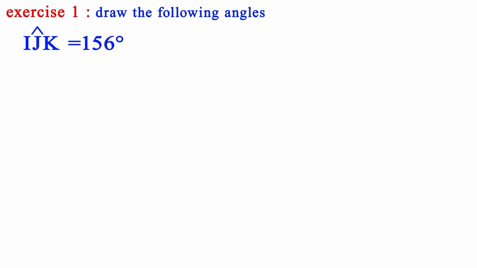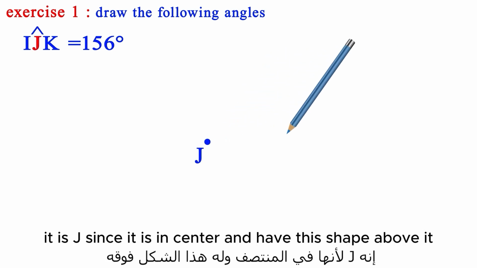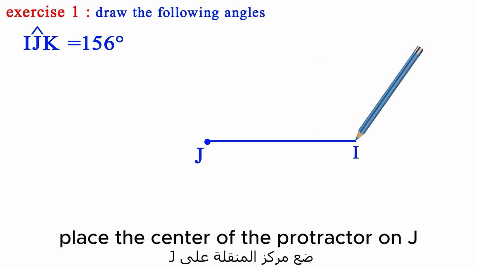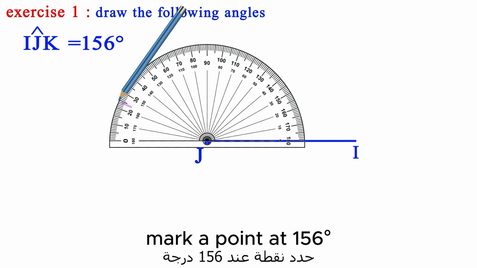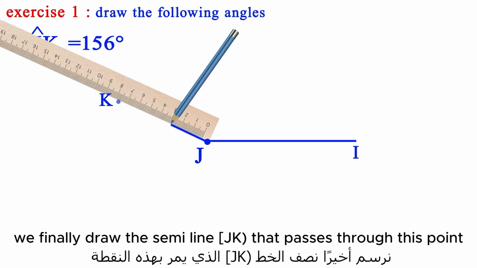IJK equals 156 degrees. First you must put a vertex point. It is J since it is in the center and has this shape above it. Now draw semiline JI. Place the center of the protractor on J. The 156 degrees is here. Mark a point at 156 degrees. We finally draw the semiline JK that passes through this point.